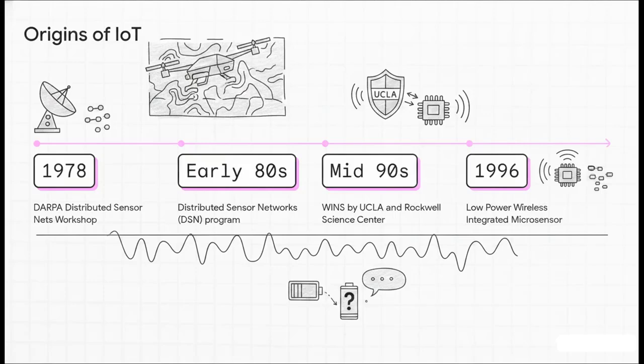Just look at the very beginning here, all the way back in 1978 with the DARPA Distributed Sensor Nets workshop. That workshop directly led to the DSN program in the early 1980s. Fast forward just a bit, and by the mid-1990s, you had academic powerhouses like UCLA partnering up with the Rockwell Science Center to develop WINS, or Wireless Integrated Network Sensors. And right on its heels, in 1996, came the Low Power Wireless Integrated Microsensor, or LPWIM. The core challenge they were trying to solve all those decades ago, it's the exact same one we face today. How in the world do you get tiny, low-power devices to reliably talk to each other?